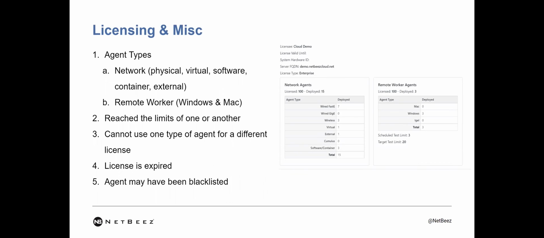If the license is expired, you'll pretty much know. It'll bring you back to the beginning of the dashboard saying, hey, you need a new license. That would be a reason why it's not going to come online.